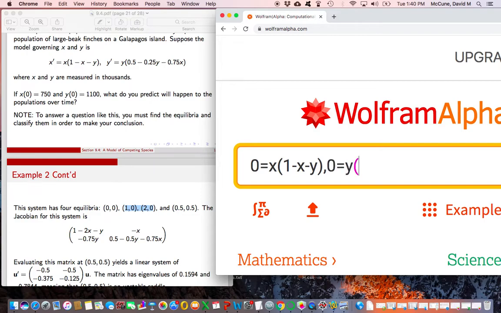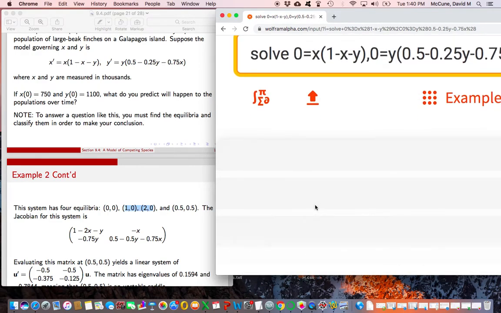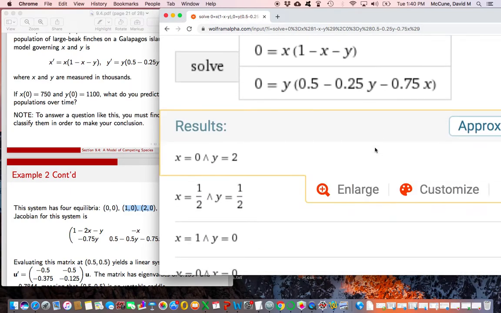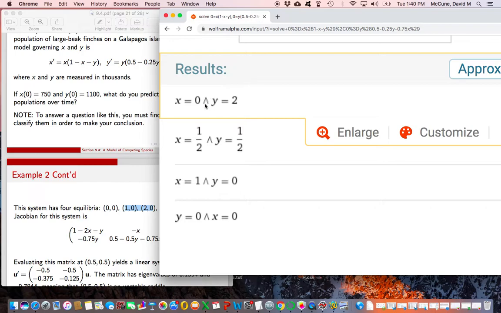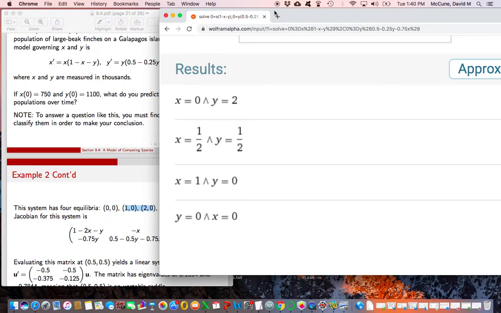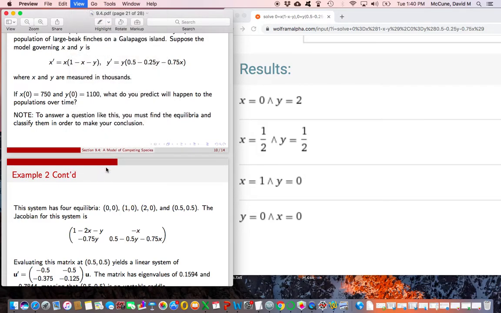So let's just ask Wolfram for this. 0.5. Ask it to solve that. Has to think about it. Oops, because I put that parentheses the wrong way. Okay, so sometimes Wolfram does this little and symbol. I'm not sure why. So x being 0 and y being 2. Half, half. X being 1 and y, yes. Okay, so we see what I did here, right? This 2, 0 should actually be a 0, 2, corresponding to this guy here. So sorry about that typo. Should be a 0, 2.